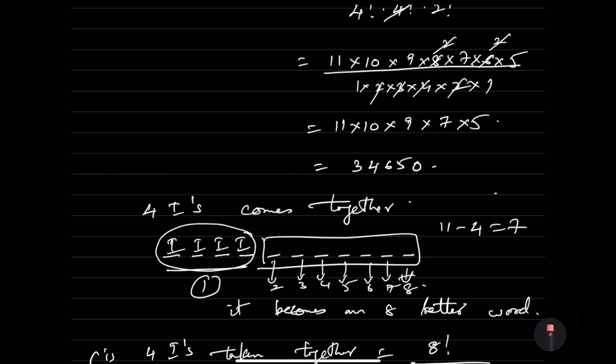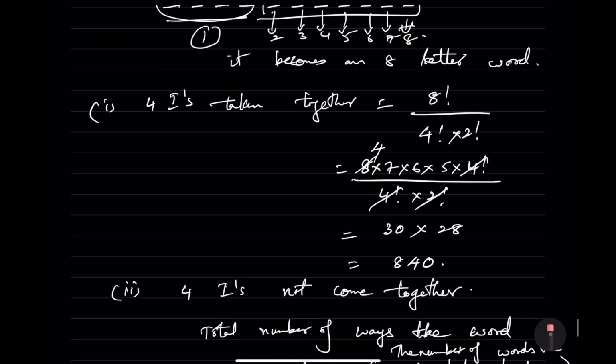Next we are finding out the 4 i's coming together. When 4 i's come together, wherever you put these 4 i's, you are putting them together. You are not putting a separate entity. But from the question, after finding out this, we got this answer 840. Now what is the answer which we have to find out?